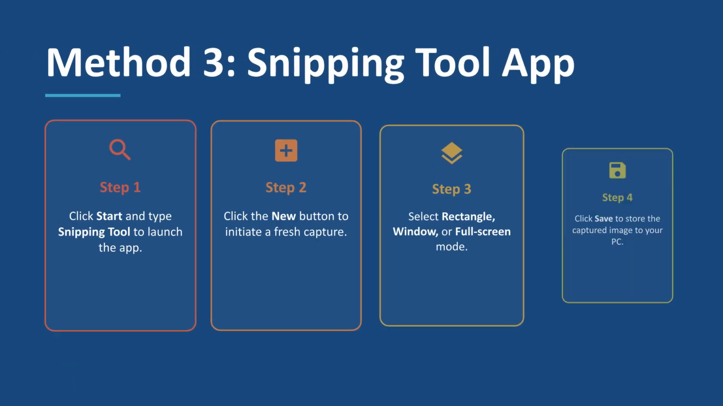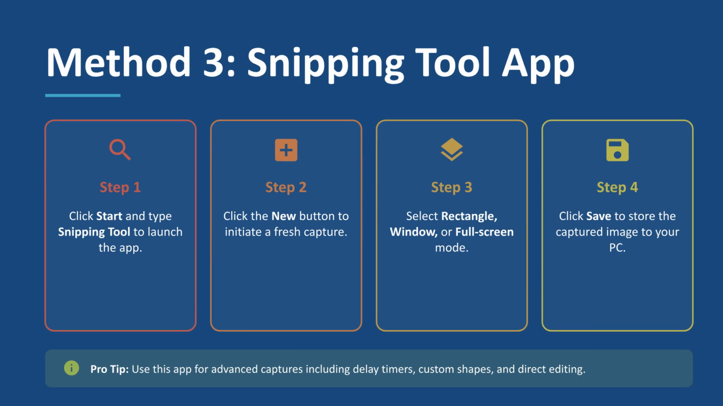Method 3 is using the Snipping Tool app. Click Start and type Snipping Tool to launch the app. Click New, select a mode like Rectangle or Full Screen, and then click Save to store the image to your PC. This app offers advanced features like delay timers and built-in editing.